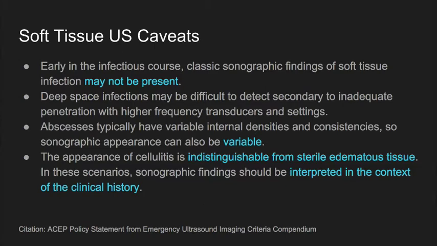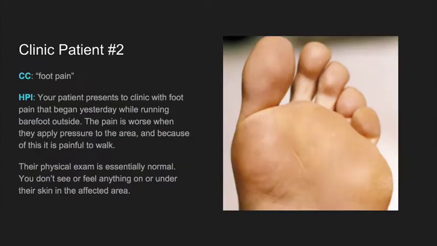Abscesses also may have variable internal densities and consistencies, so sonographic appearance can vary, as we talked about with our isodense abscess before. You should also be cautious of patients presenting with cellulitis, as this can be indistinguishable from sterile edematous tissues, for example in a patient with lower extremity edema due to a cardiac cause. So in this case, the patient history should point you to the appropriate diagnosis and treatment, and ultrasound is only used as an adjunct. Now on to the next case.